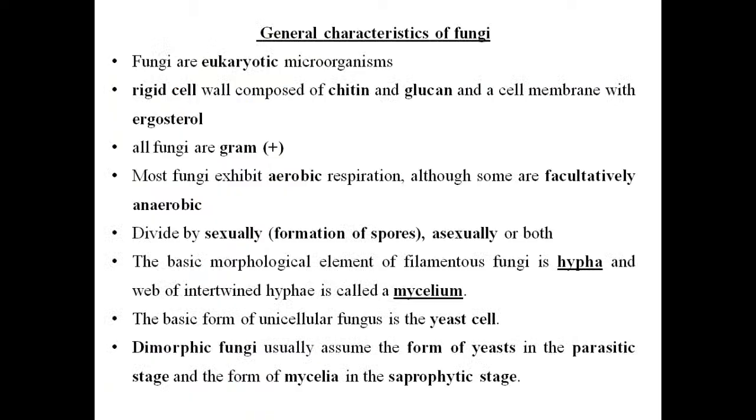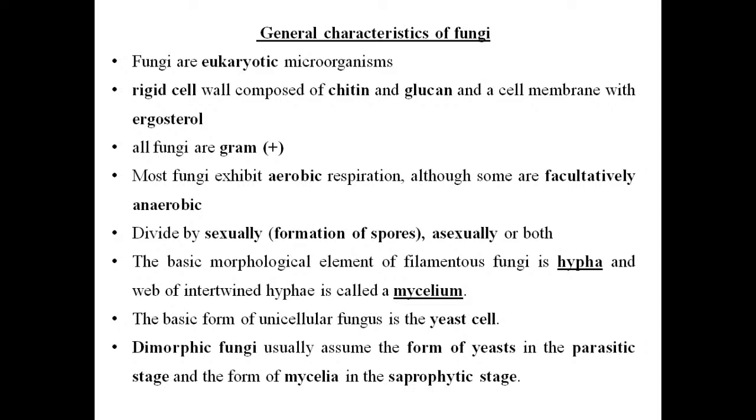So, fungi are eukaryotic microorganisms. Eukaryotic, they have nucleus. Bacteria don't have nucleus, they are prokaryotic, fungi have nucleus. Their rigid cell wall is composed of chitin and glucan, and a cell membrane with ergosterol. All fungi are gram-positive. Most fungi exhibit aerobic respiration, although some of them are facultative anaerobes. Fungi may replicate sexually by formation of spores, asexually, or both ways. The basic morphological element of filamentous fungi is hypha, and a web of intertwined hypha is called mycelium. I will explain what it is. The basic form of unicellular fungus is yeast cell.